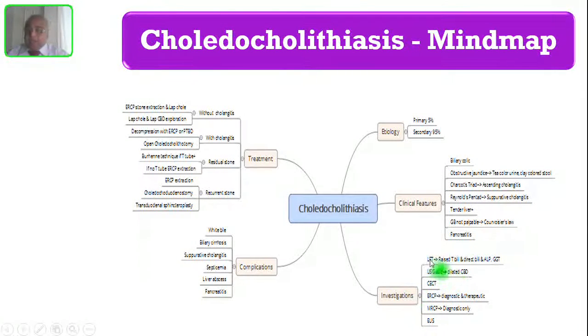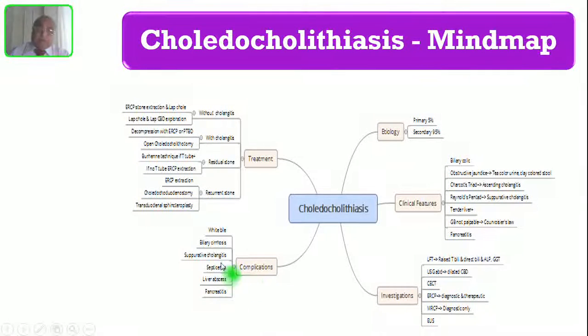Investigation: you should do LFT, which will show raised total bilirubin and raised direct bilirubin, elevated alkaline phosphatase and GGT. Ultrasound abdomen will reveal the dilated CBD, more than 1 centimeter. You can also do CECT, or the diagnostic gold standard, ERCP. This is not only diagnostic, it is therapeutic also. You can also do MRCP, but this is a non-invasive procedure and only diagnostic. You can also do endoscopic ultrasound.